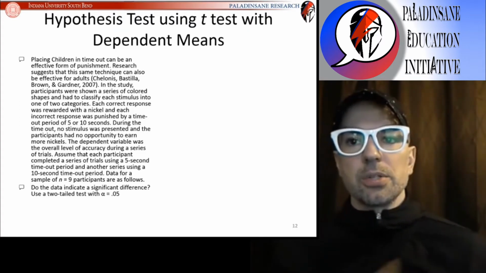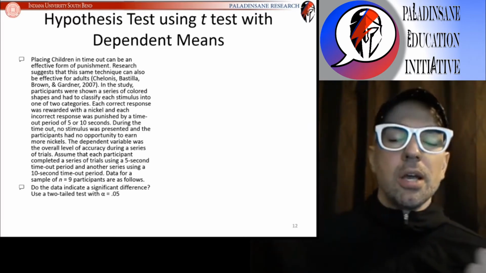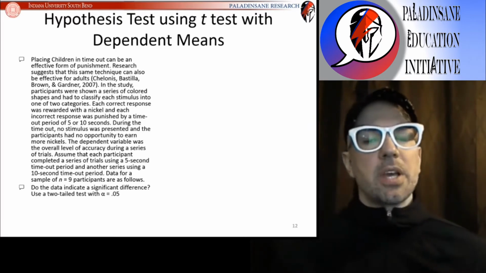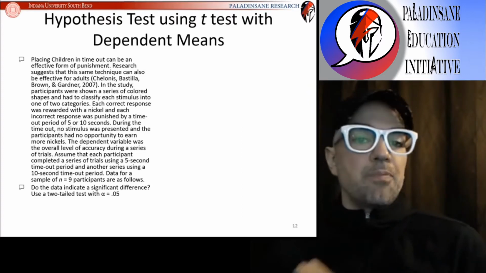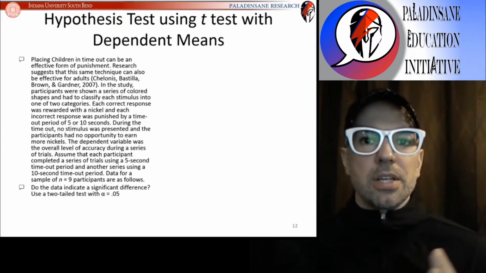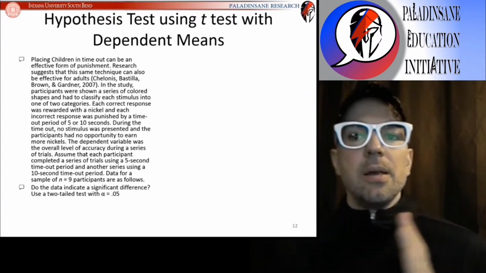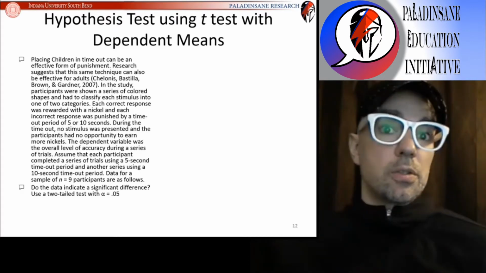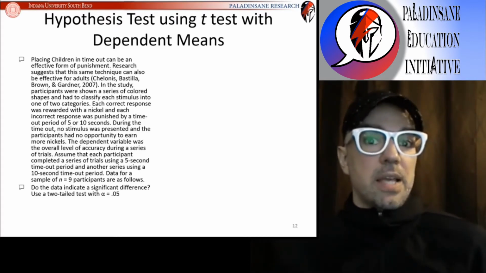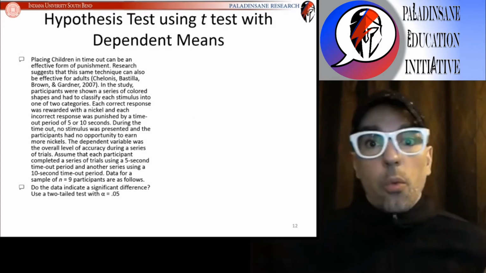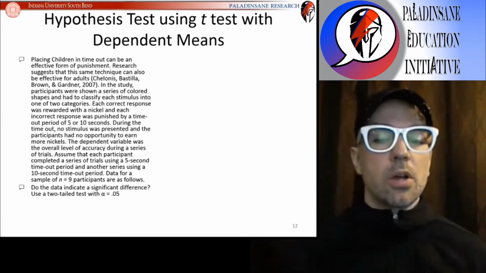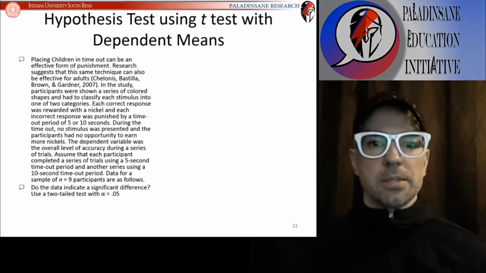good reason to assume that the 10-second timeout condition will lead to higher accuracy because of the effects of longer timeouts, or will the 5-second timeout condition lead to better accuracy because the 10-second timeout condition will introduce frustration so that they become less accurate because they're more agitated. What's going to happen? We don't know, so we're going to go with a two-tailed test.